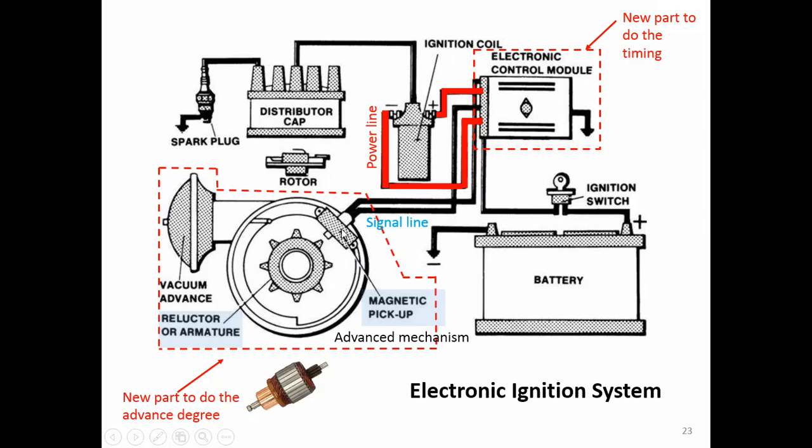Every time this magnetic pickup picks up the signal from these armatures, it will send the signal to the ECM here, and the ECM will send the low voltage to the coil. This coil will create the high voltage to the distributor. The distributor will send this high voltage to the spark plug here. The low voltage from the ECM comes from the battery. So this is the heart.